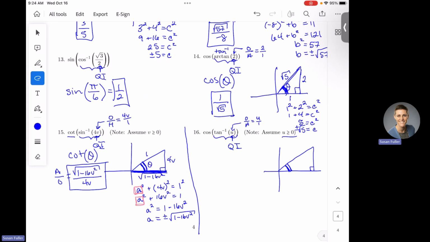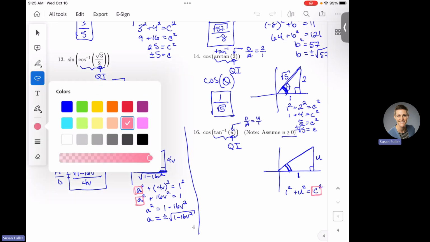When we fill this in, our opposite side here is u. Our adjacent side here is 1. And then we are going to do the Pythagorean theorem to get the length of our hypotenuse. So we will have 1 squared plus u squared equals c squared. And again, we've got multiple variables flying around here. Which is the one that I'm solving for here? I'm trying to figure out what the hypotenuse is, which is c.